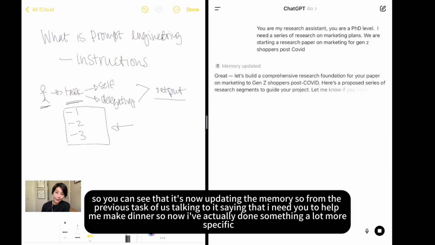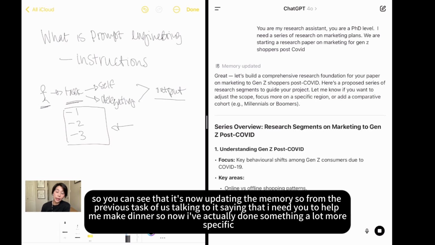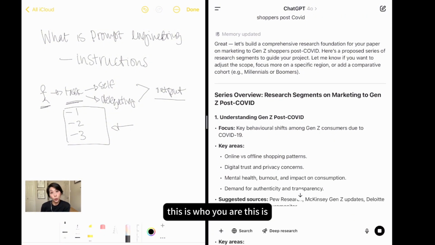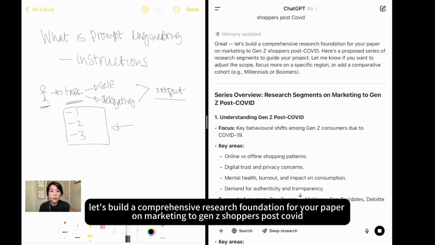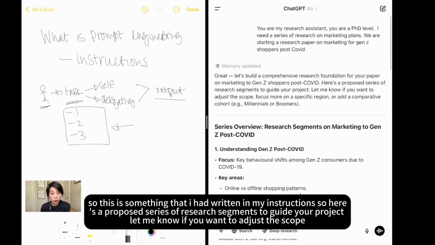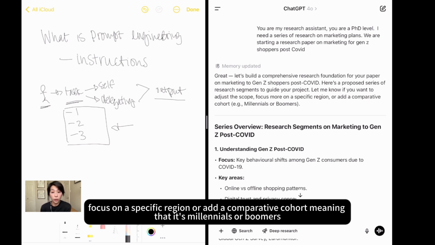From the previous task of us talking, where I said I need you to help me make dinner, now I've done something a lot more specific, telling it this is who you are, this is the role that you're in. So it will say, great, let's build a comprehensive research foundation for your paper on marketing to Gen Z shoppers post-COVID. This is something that I had written in my instructions. So here's a proposed series of research segments to guide your project. Let me know if you want to adjust the scope, focus on a specific region, or add a comparative cohort, meaning millennials or boomers.